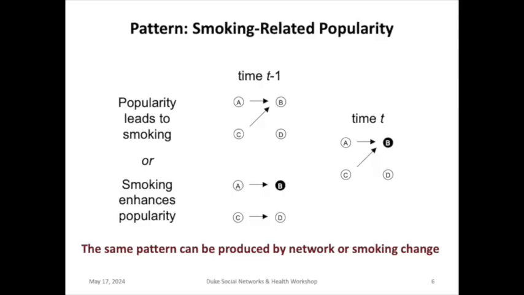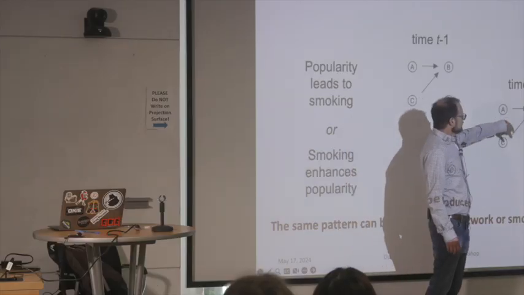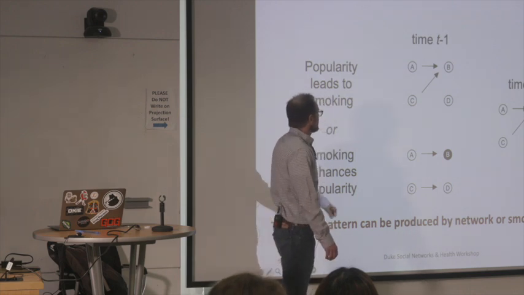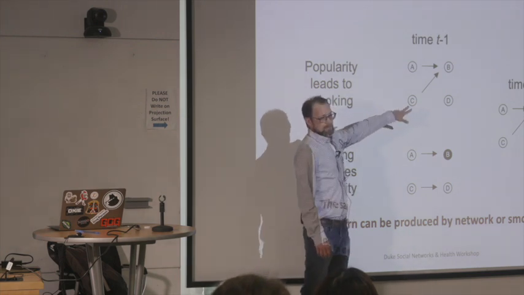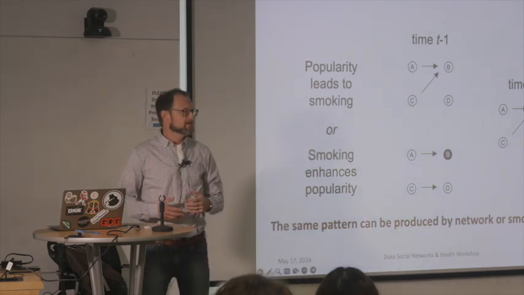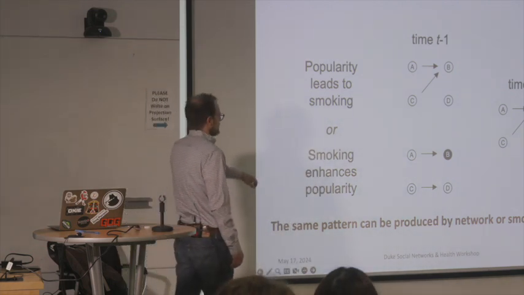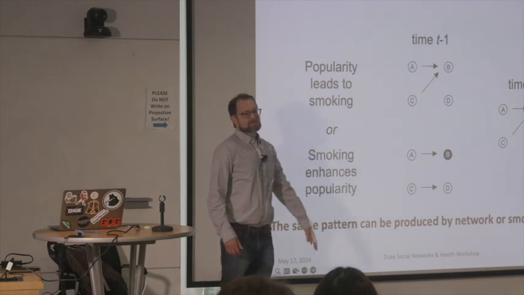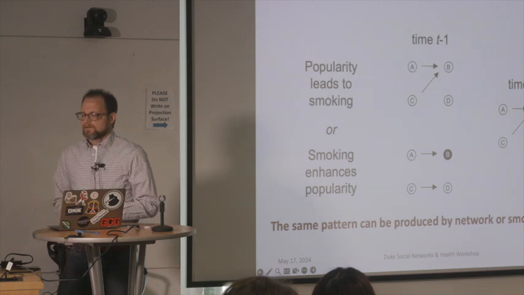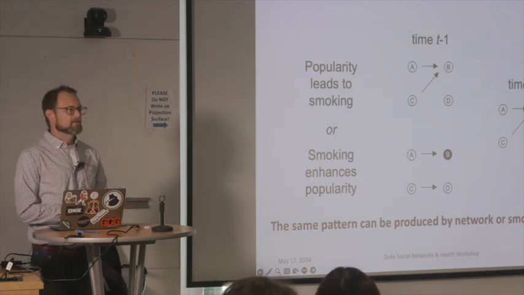More generally, this is a pattern of popularity, where we've got the smoker receiving more ties, the smoker more popular. What preceded that? Well, again, it could be that B was already more popular, so B took up smoking. Or it could have been that B started smoking, and then that was what led to more and more friends. So it could have come either way.